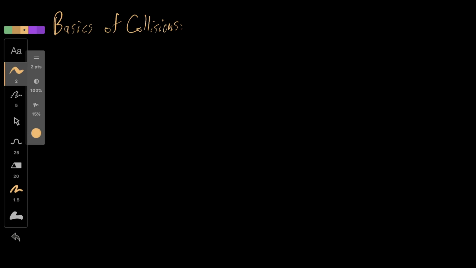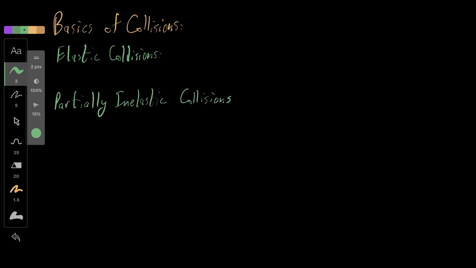Today we will be talking about the basics of collisions. So without further ado, let's move on to the video. So there are three types of collisions. Type number 1, elastic collisions. Type number 2, partially inelastic collisions. And type number 3, perfectly inelastic collisions. Now, each of these have different formulas when it comes to calculating momentum before and after. So, let's cover those formulas.